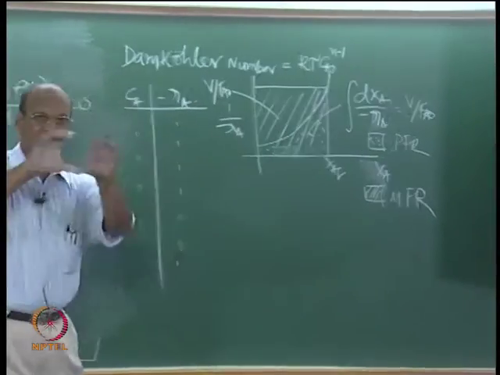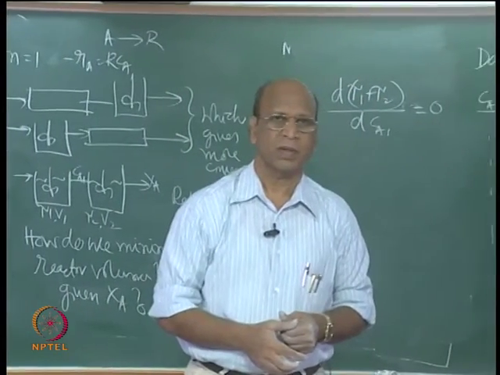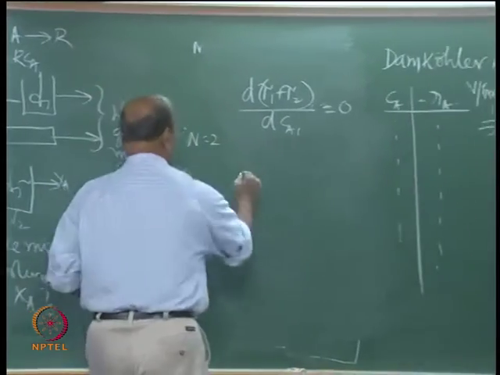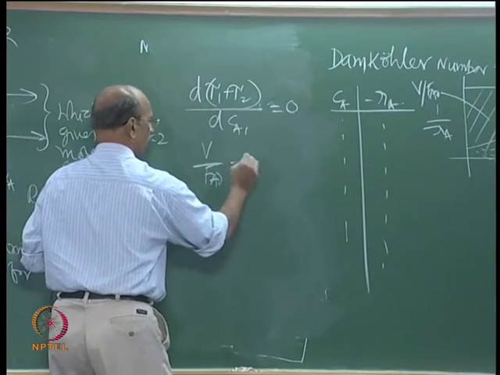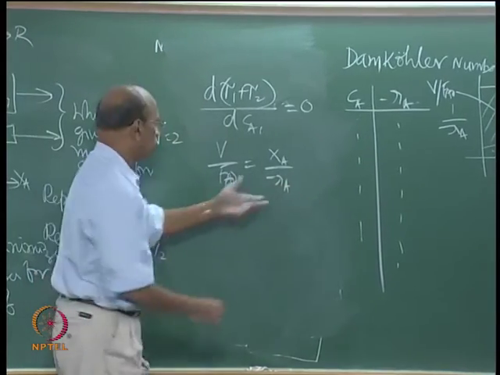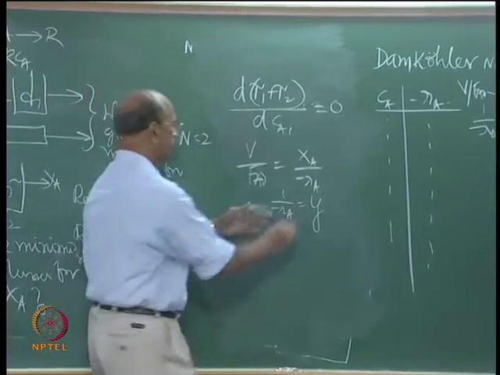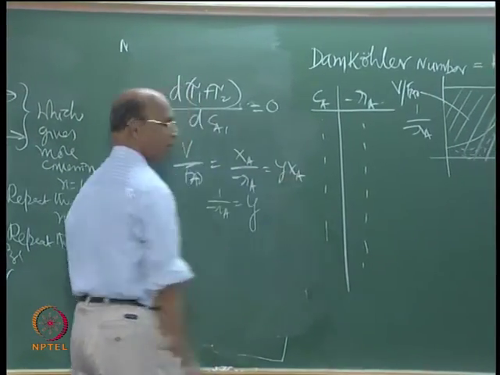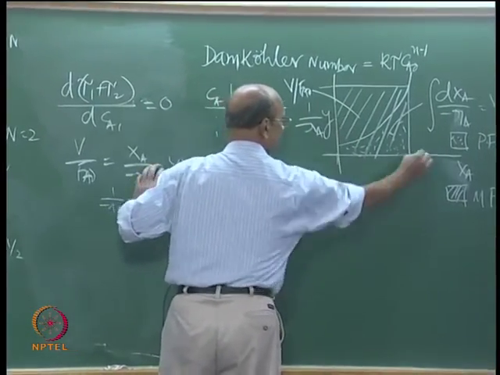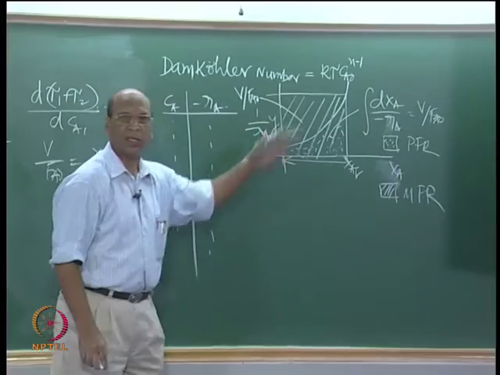So, this will be representing V by F naught because that equation itself is a rectangle. How do you know it is rectangular? V by F naught equal to XA by minus RA, right. So, 1 by minus RA I am taking as Y. So, this is nothing but Y into XA. So, this is Y and this is XA. This versus this will give me the area.